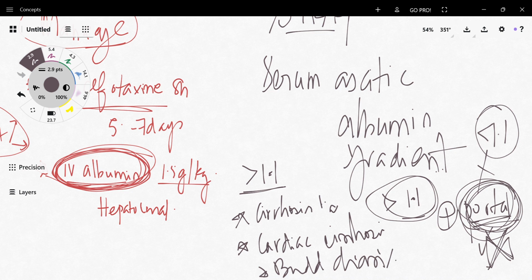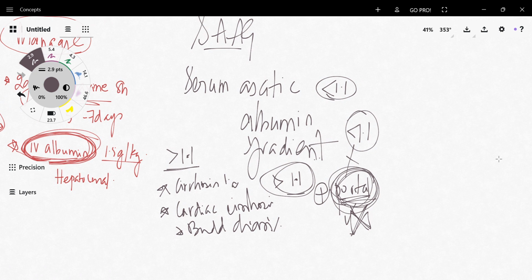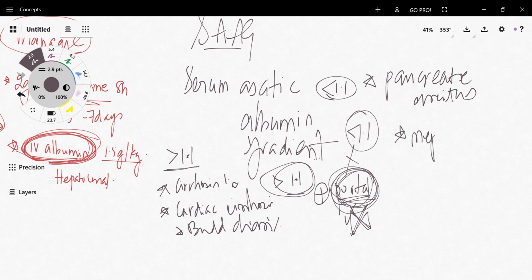And if it is less than 1.1, your differentials will be a little different. So you can think of this as pancreatic ascites, or ascites secondary to nephrotic syndrome, right?